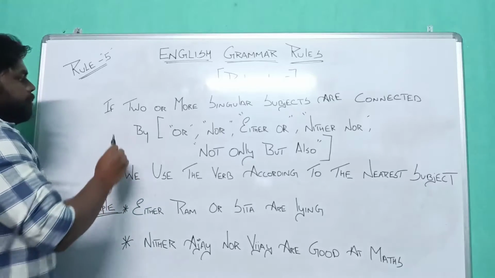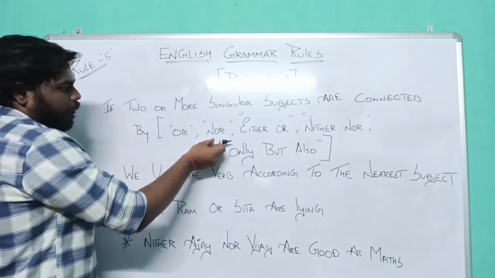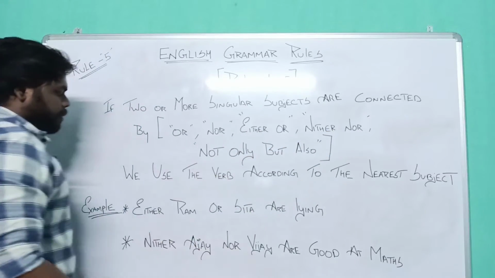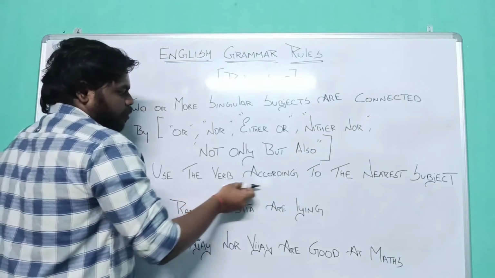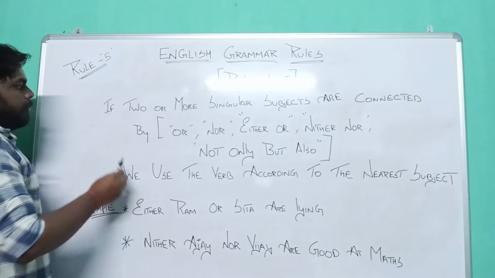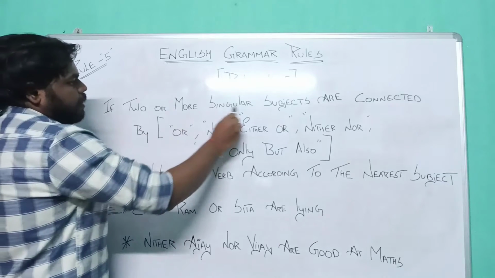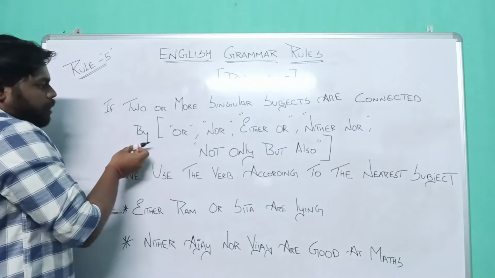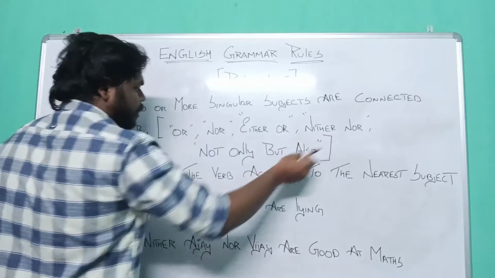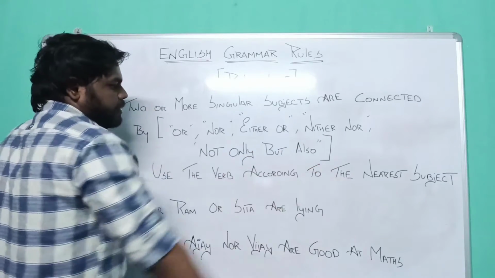Rule number 5 says, if two or more singular subjects are connected by or, nor, either or, neither nor, not only but also, we should use the verb according to the nearest subject. Are you clear with it? Let us see once again. If two or more singular subjects are connected by the words or, nor, either or, neither nor, not only but also, we use the verb according to the nearest subject.